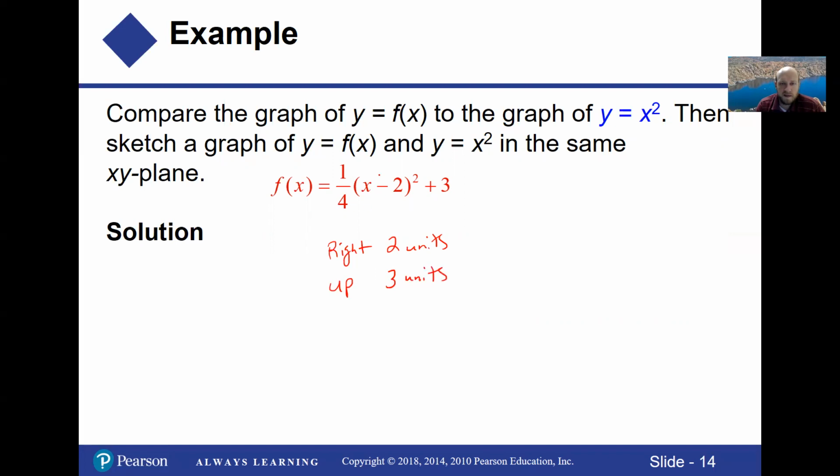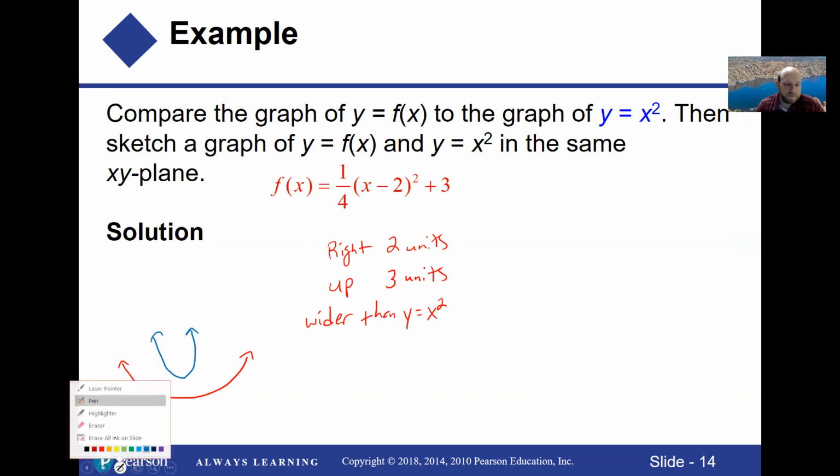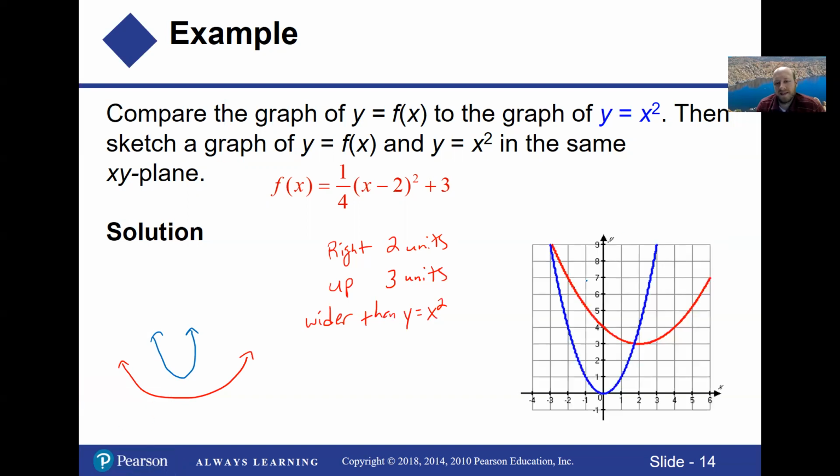And what does the 1/4 mean? Well, that just means that it's going to be wider than y equals x squared. So if this is our graph, x squared is going to be narrower, so it's going to be like this. Kind of making a smiley face. I just realized that.